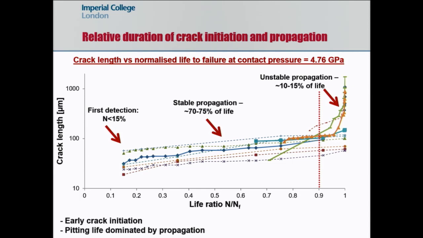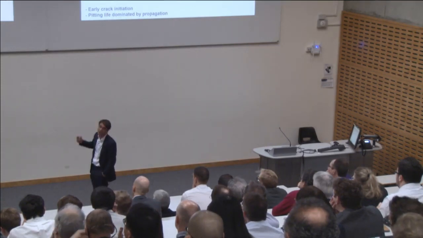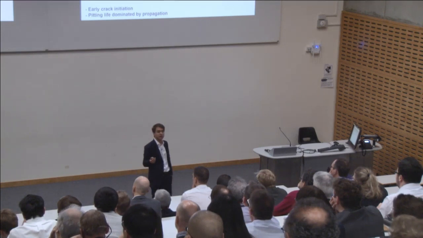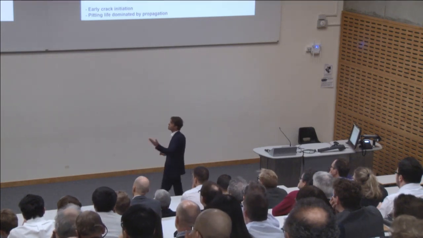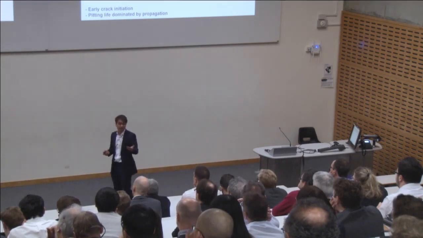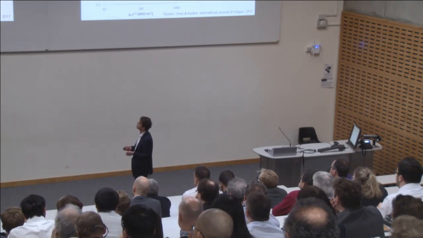And eventually, they get quite long and propagate, because you can see, if you had methods to detect the crack only here, of course you would assume this doesn't matter, and it's all about initiation, and you get failure very quickly. But if you can see them here, it means the propagation is more important. Because we have crack lengths at different cycles, we call this phase 1 and phase 2, just like you do in classical fatigue.